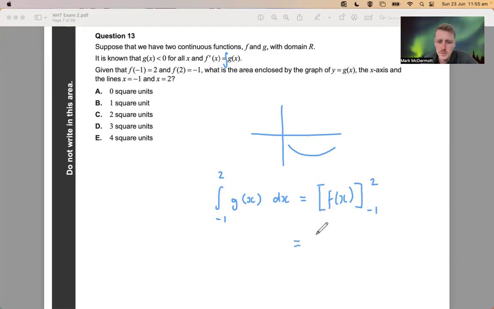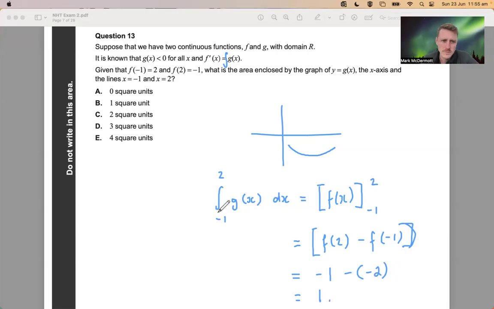So our answer is just going to be evaluating the definite integral, and they give us that information, right? F of 2 is -1. So let me be super clear. F of 2 minus f of -1. And so f of 2 is -1. And f of -1 is 2. So minus -2. That's confusing. Okay, -1 plus 2 is +1. So I reckon the answer is B. Given that, what is the area enclosed by the graph? Yeah, I think that looks okay.